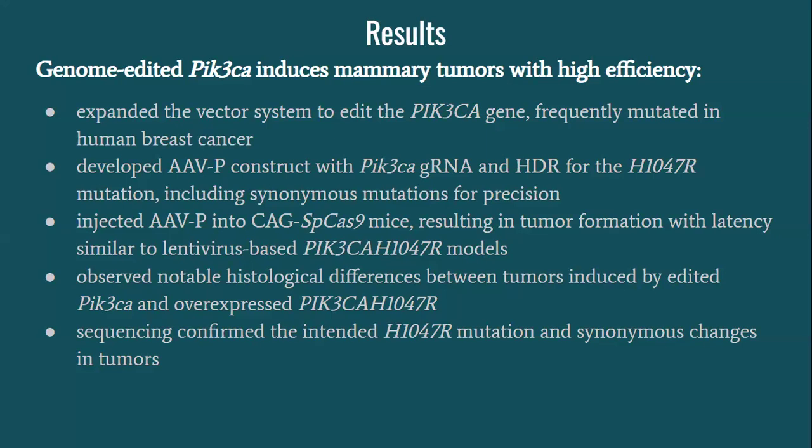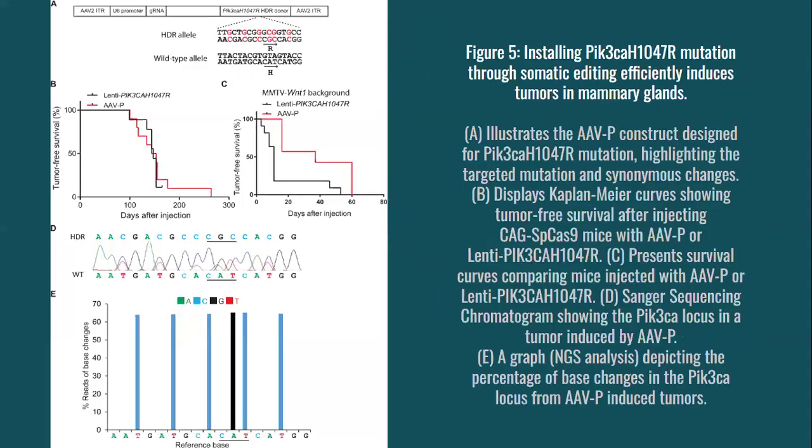However, the scientists noticed notable histological differences between the tumors in the newer model. So sequencing further confirmed the intended H1047R mutation and the synonymous changes in tumors. So here also you can see a graph that showed the mutation and how it affected tumorigenesis in mammary glands. So this graph is similar to a previous graph you have seen.